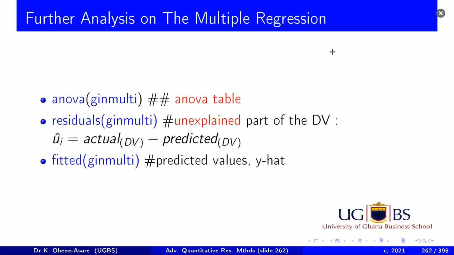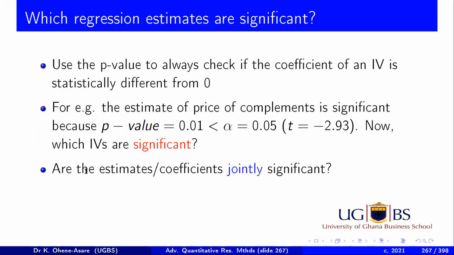Now let's go to the next thing that you want to look at. The next one is, are the estimates, the coefficients, jointly significant? The one that we did was individually, looking at whether they were individually significant. But this one is looking at them put together: are they jointly significant? Don't bring the confidence interval into this because it's quite tricky.